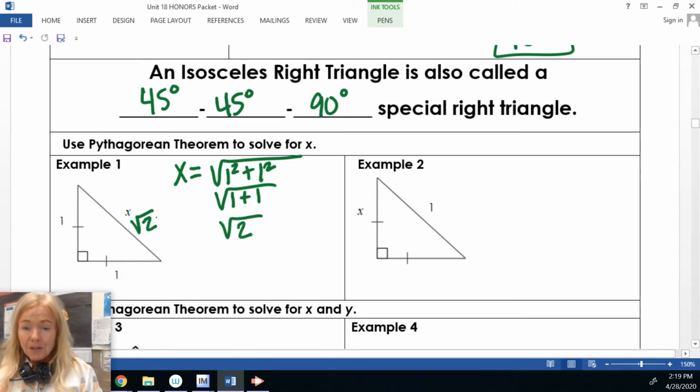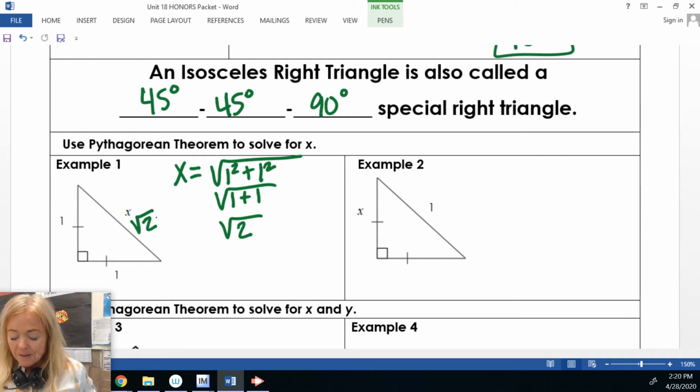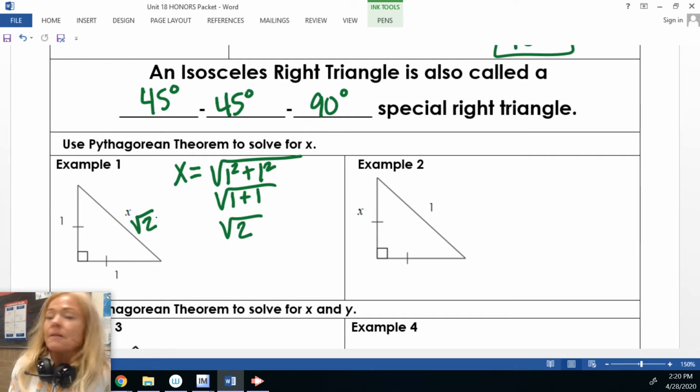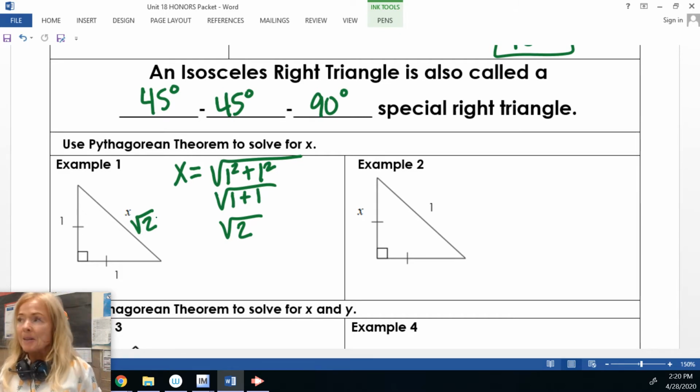Now for this unit specifically, we're going to leave everything in radical form, in exact form, which is fine and great, and we do that all the time in higher level math courses, of course, because radical 2 is nice. It's perfect. It's exact. It's just radical 2. We don't have to worry about a never-ending decimal with that.